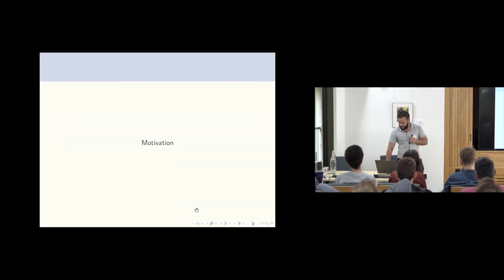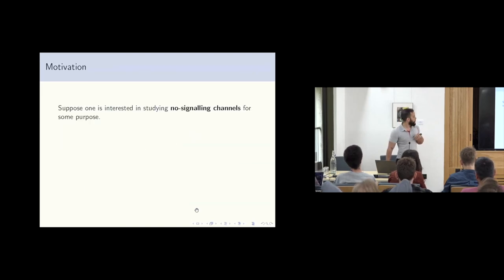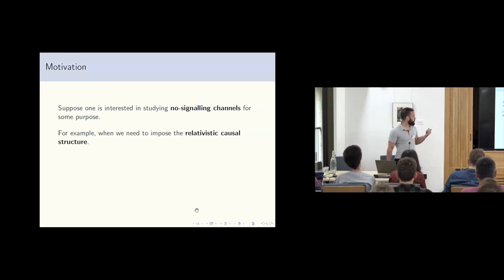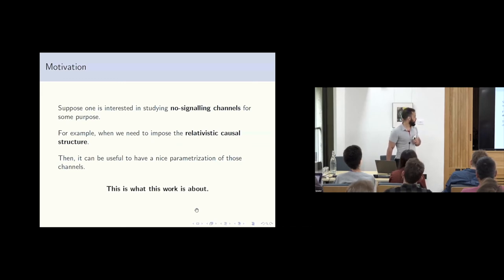in GPTs. So to motivate the problem that we are solving here, suppose that someone is interested in studying no signaling channels for some purpose. For example, this could be if you need to impose the relativistic causal structure. Then it can be useful in that scenario to have a nice parameterization of the no signaling channels. And this is what this work is about.